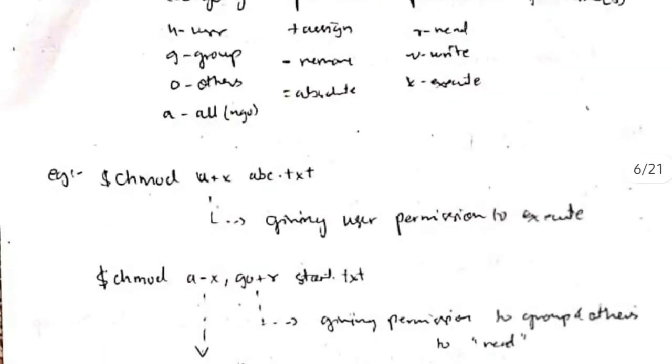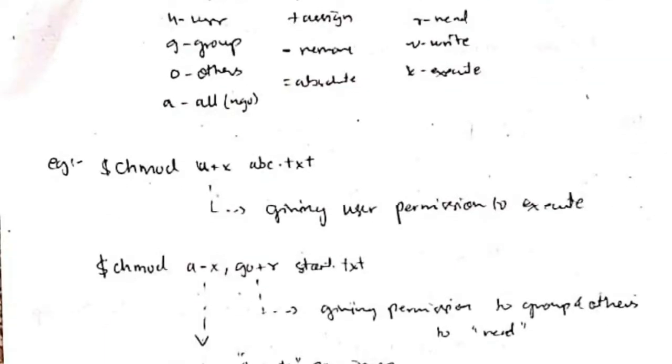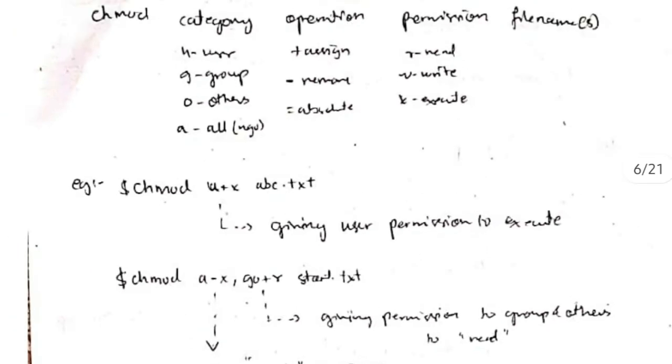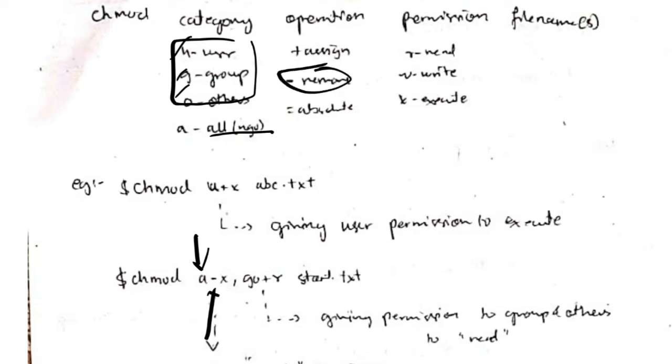Okay, so we can also do multiple permissions, like a-x and go+r. Let's see what it is. a-x: a means all the users, which means user, group, and others. The minus means the permission is removed, and x means executing the file. So all the users, which are user, group, and others, have no permission for executing the file.